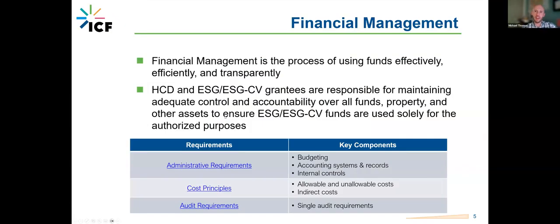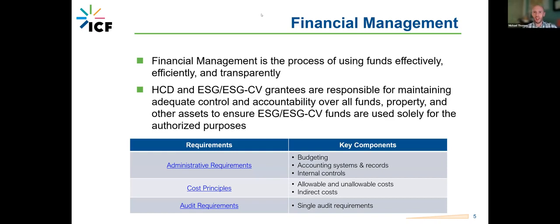So the definition: financial management is the process of using funds effectively, efficiently, and transparently. And then in that process, both HCD and ESG grantees are responsible for maintaining adequate control and accountability over all funds, property, and other assets to ensure that those funds are used solely for their authorized purposes. And then on the federal side, the primary guidance where you see how this should be done is 2 CFR 200, also known as the Uniform Guidance.